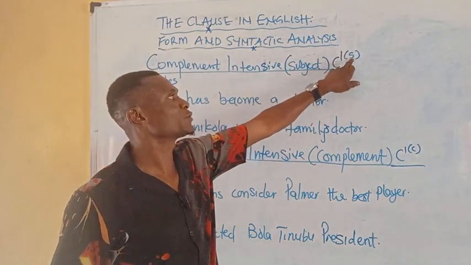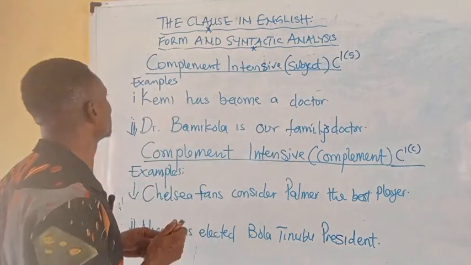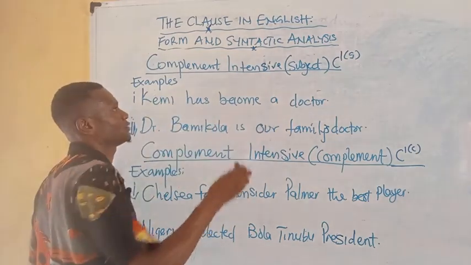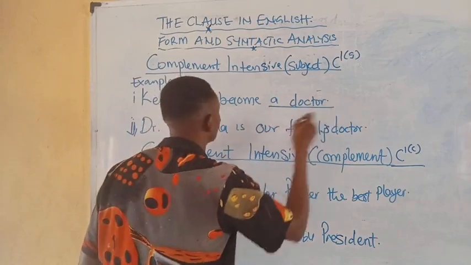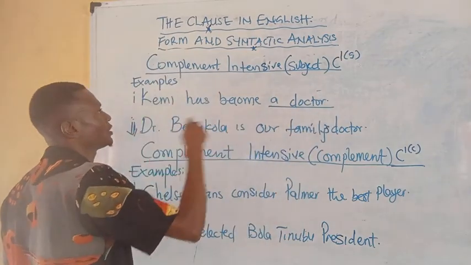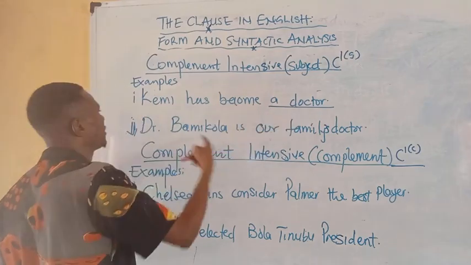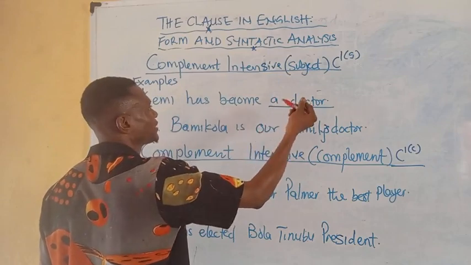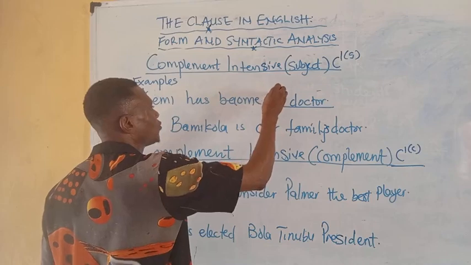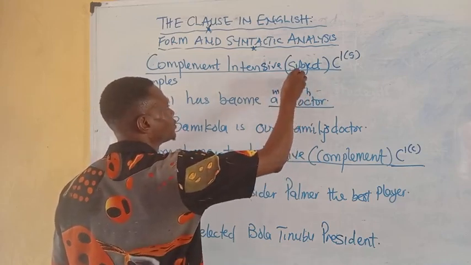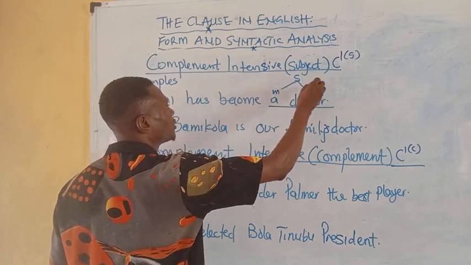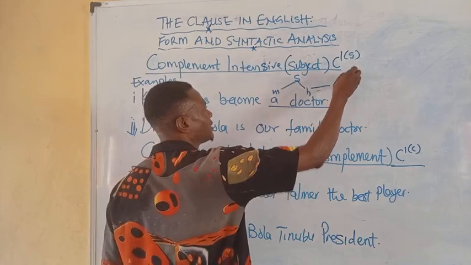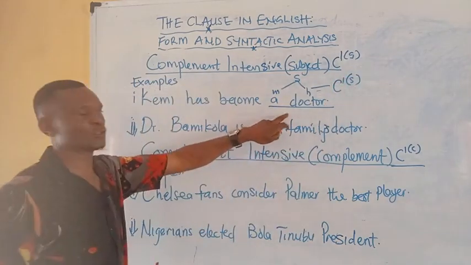Complement intensive subject. For example, Kemi has become a doctor. Look at it. Kemi has become a doctor. If you look, who is the doctor here? It is Kemi. So this kind of complement is serving as a subject. Why is it a subject? Here is a modifier headword for a subject. So this kind of complement is complement intensive subject, serving as subject here.